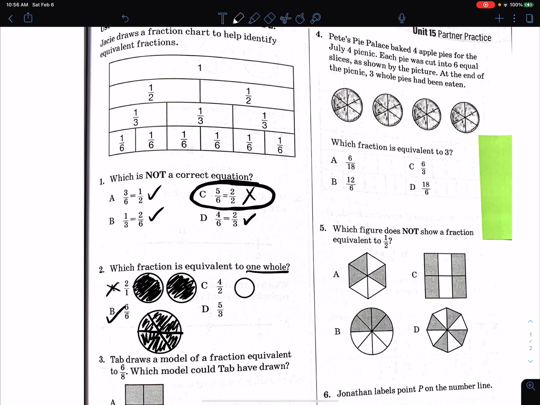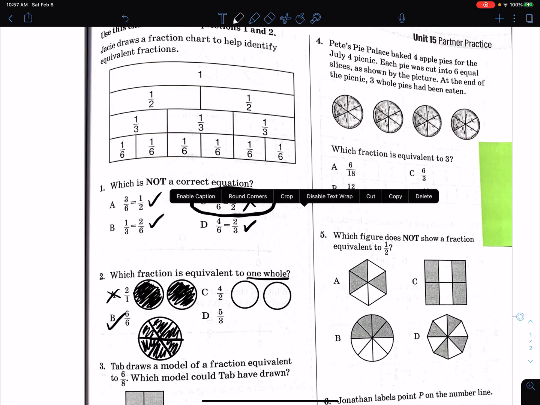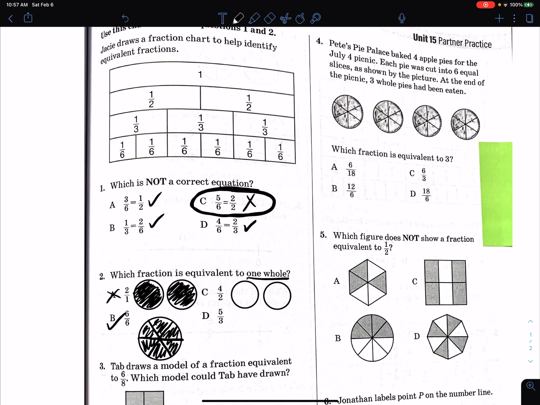A circle. So I see that it is cut in half because I know my denominator tells me that 2 is a half. I need to color in 4. 1, 2, 3, 4. Well, that's 2 wholes colored in, so that's not correct.